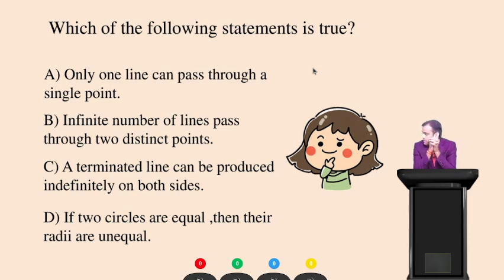Okay class, your time is over. So the answer is C. A terminated line can be produced indefinitely on both sides.